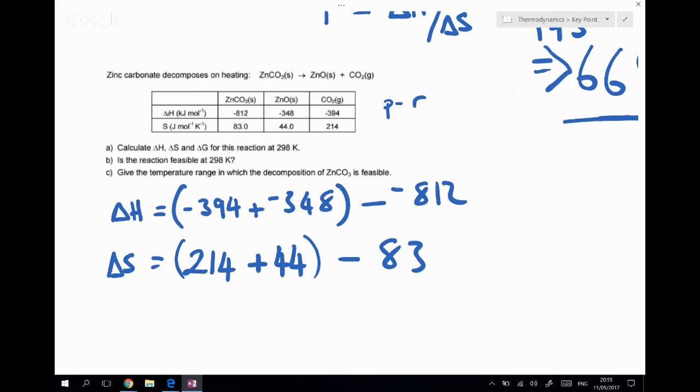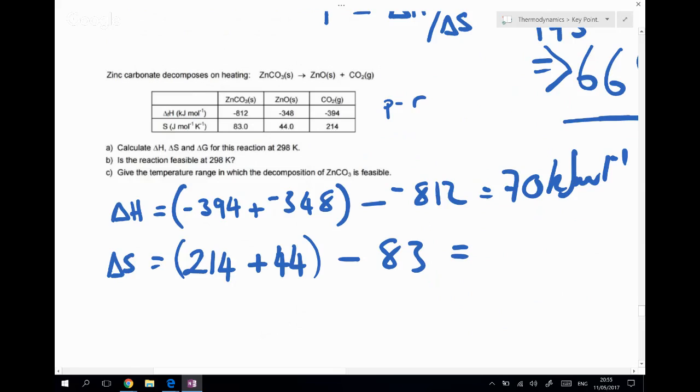So minus 394 plus minus 348. And then we take away minus 812. And we get a value here equal to 70 kilojoules per mole. Hopefully some of you have just written that down for me. Fantastic, that's good news. Just remember your per mole there.